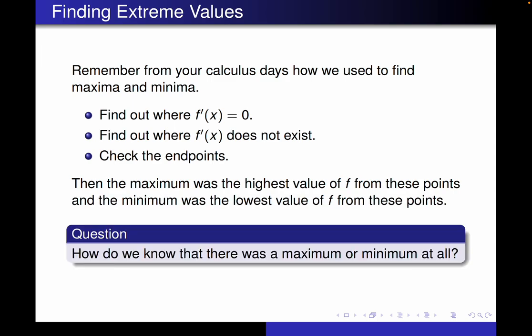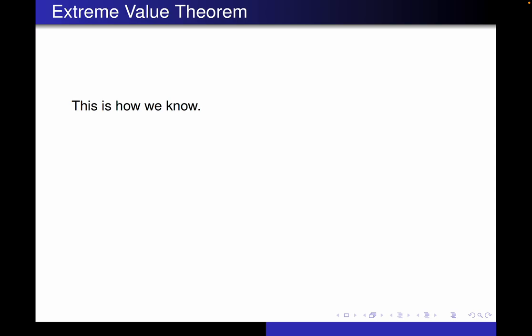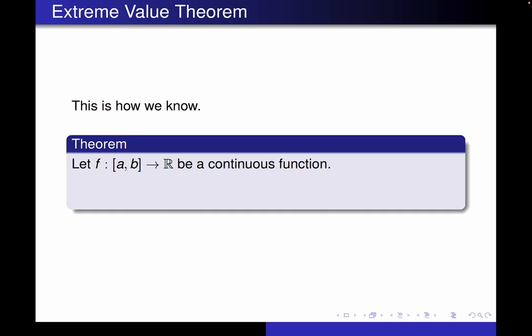However, there was an underlying question that may not have been made super clear. How do we know that there's a maximum or minimum at all? Right? We know that if there is a maximum, it's one of those points. If there is a minimum, it's one of those points. But how do we know one of those points is actually going to be the maximum or the minimum? And the reason we know is something called the extreme value theorem.